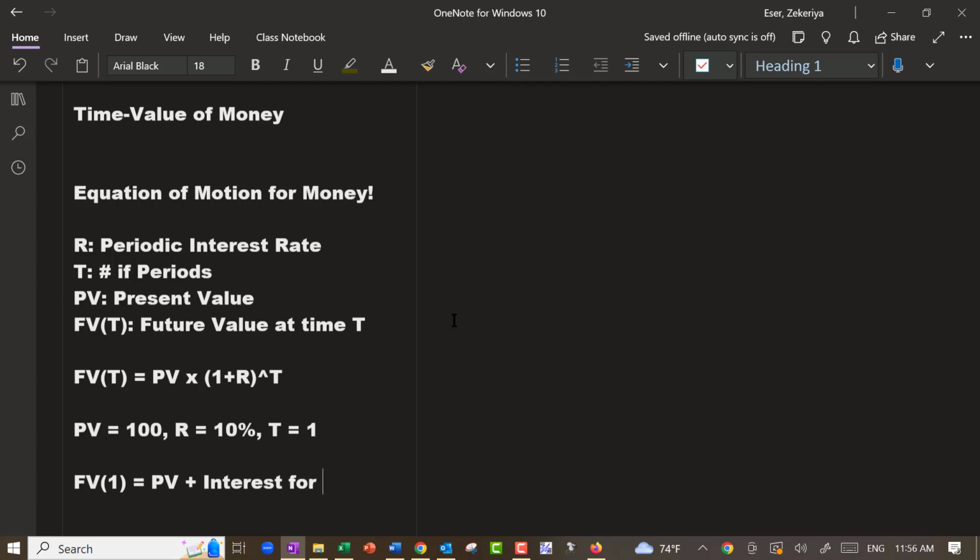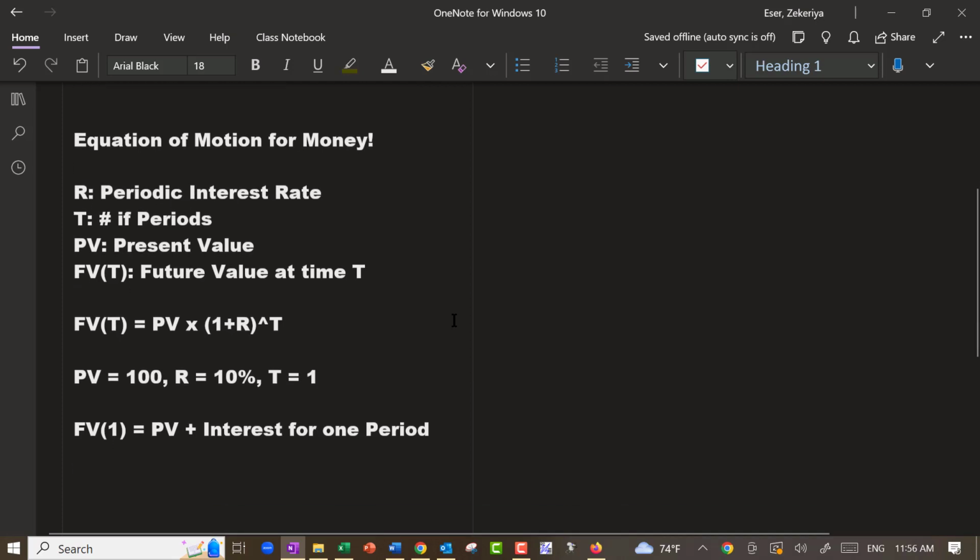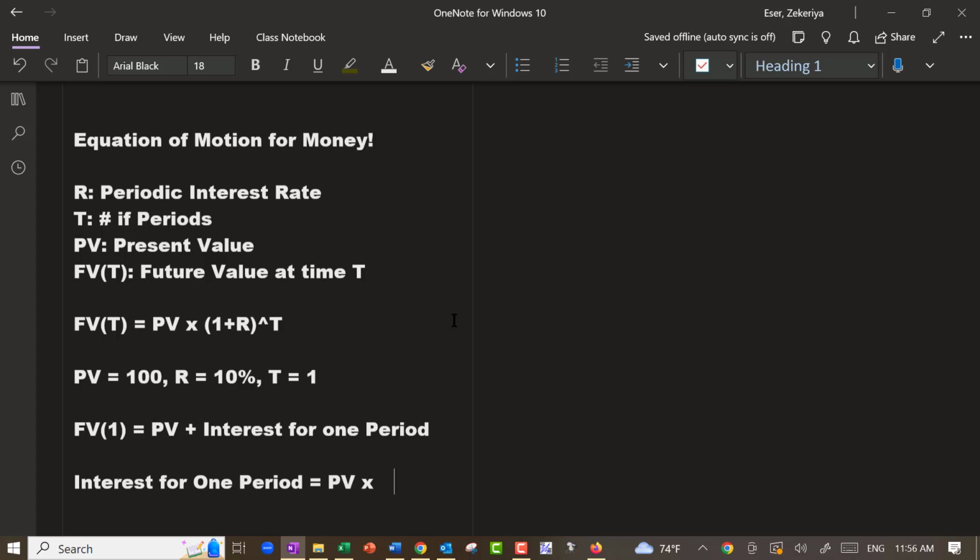Well, interest for one period, I'm going to take my PV and multiply it with interest, okay? So in this case, $100 times 10%. By the way, if you write calculations like that in OneNote and finish up with an equal sign, it actually calculates it for you. Formatting is not necessarily that precise, but if you want to do something quick and dirty, you can do it there. You don't need Excel for that purpose.